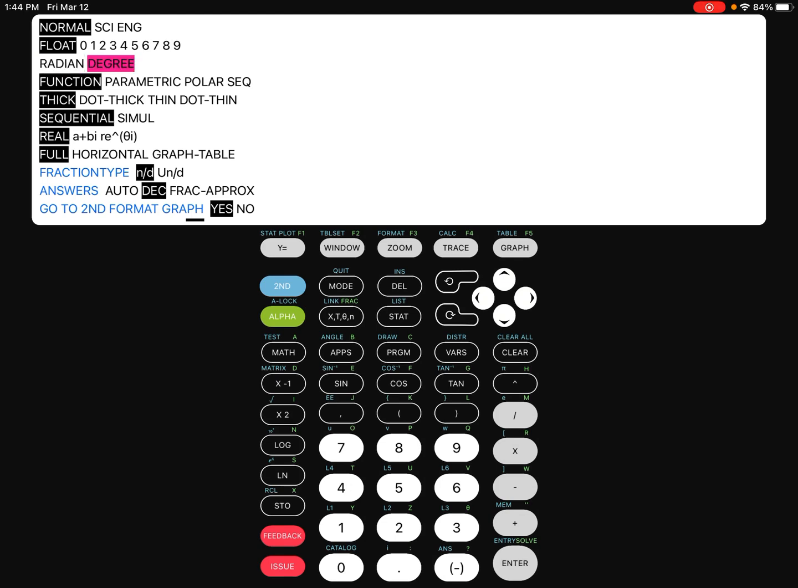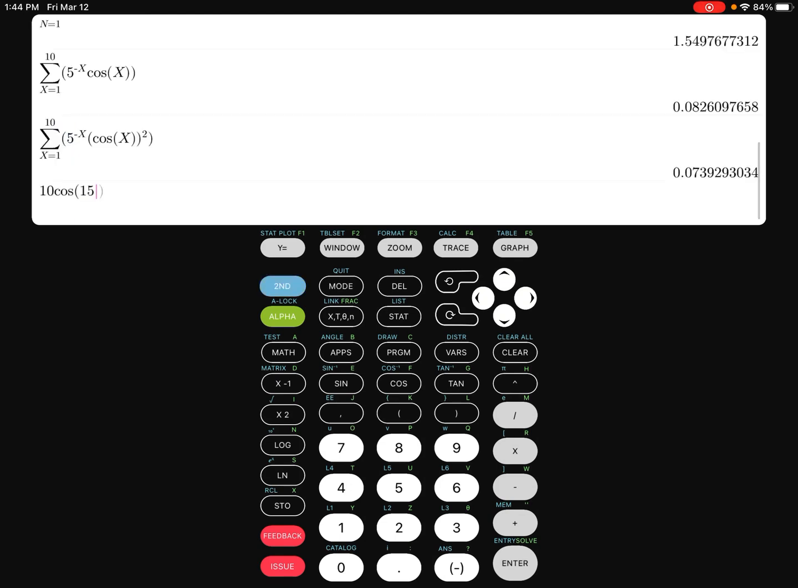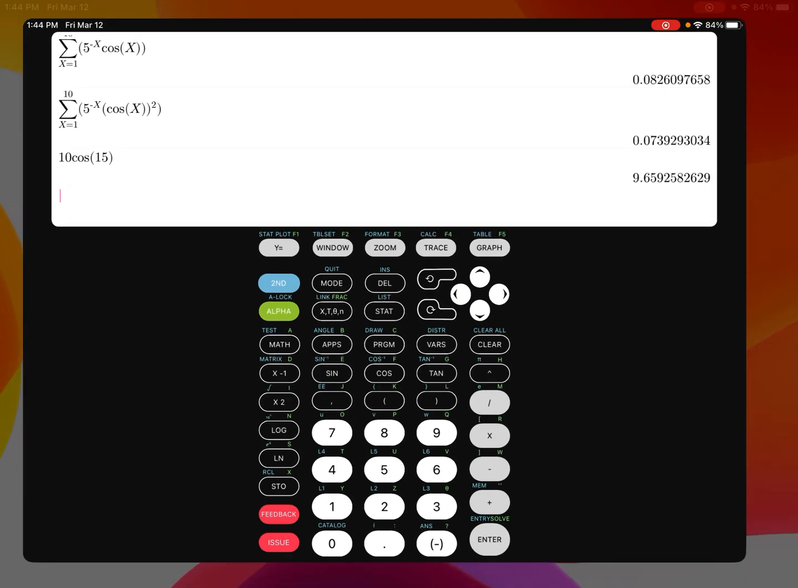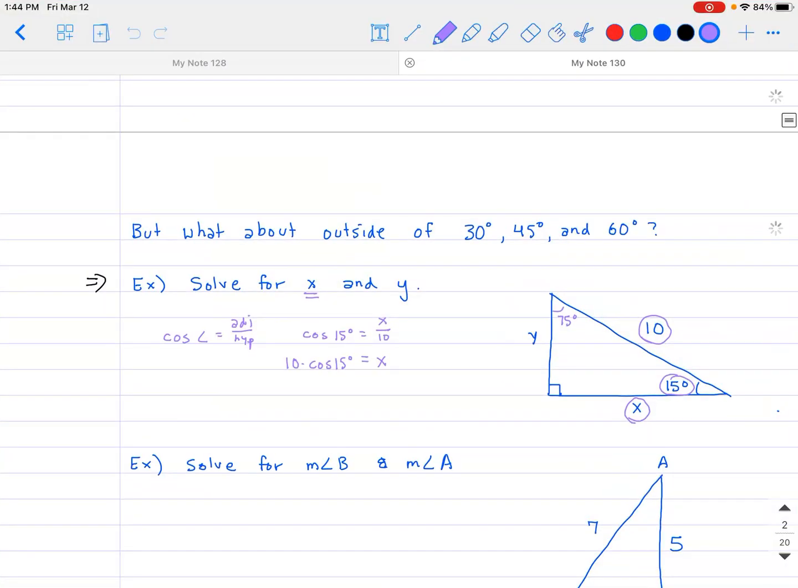So I'm going to go ahead and change it to degree right there. Okay. All right, so 10 times the cosine of 15 degrees is equal to 9.659, okay? So 9.659 is going to be the length of that side then. So the side x is going to be equal to 9.659, okay? All right, now that we have x, we can then go ahead and solve for y as well.